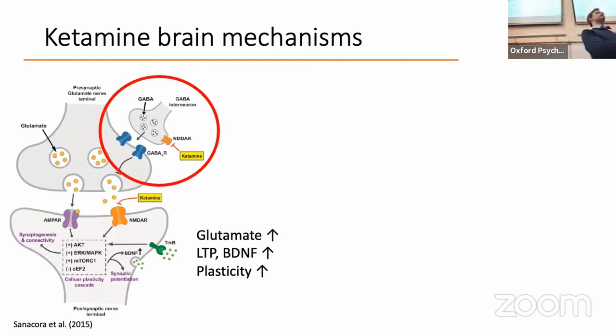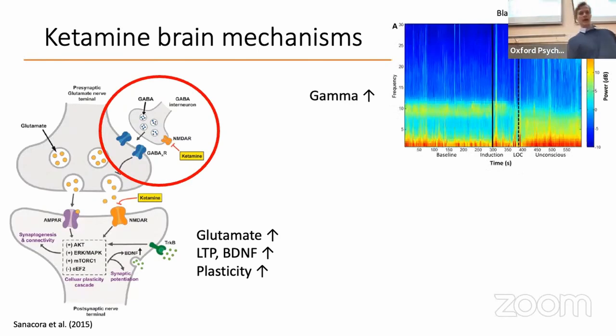But whilst that's relatively well understood on the cellular level, how exactly does that explain why we have, you know, wavy hallucinations and things like that? And for that, we have to move to a slightly different level of explanation, whilst keeping this one in mind. So the first thing I want to talk about is how it affects the brain oscillations.